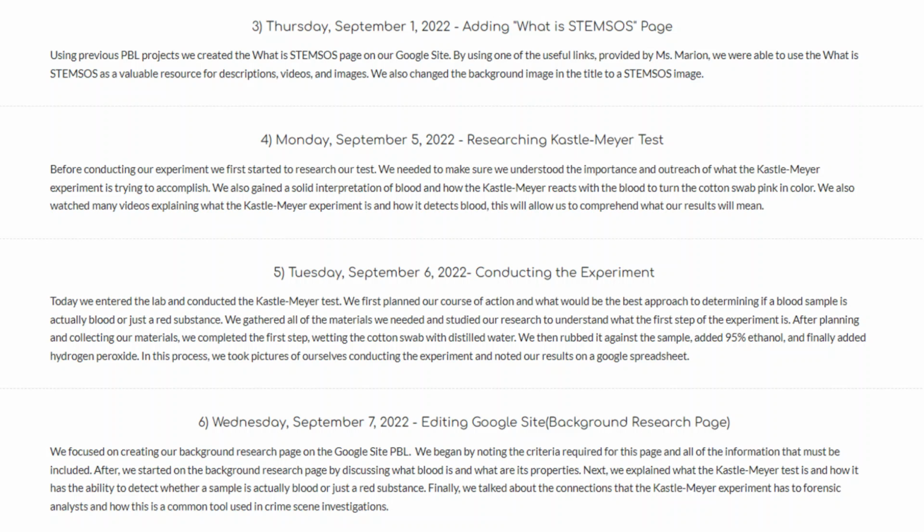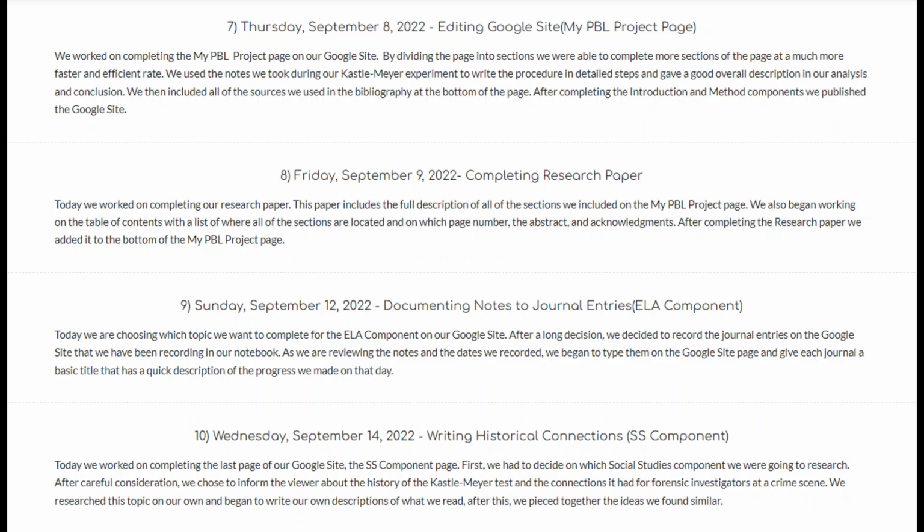Lastly, we analyzed the data we collected and began composing a simple but concise analysis with a conclusion that highlighted all of the important details we studied. These results were then published on our Google site for others to view and gain their own understanding of presumptive blood testing.